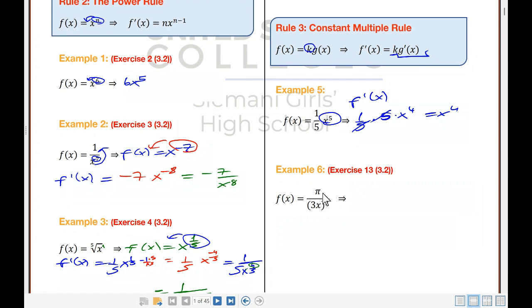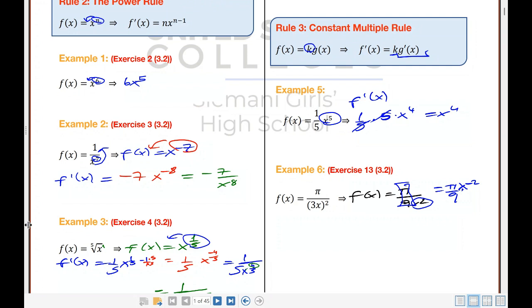Pi is a coefficient. We have another coefficient here if we rewrite the function. F of x equals pi divided by 3x squared, 9x squared actually. So here I see pi over 9 as a coefficient. So I can keep pi over 9 out in front and rewrite x squared. X squared, the variable is in denominator. I cannot take derivative if it's in the denominator by using power rule. So I should move it up. When I move it up, it's x to the power of minus 2.